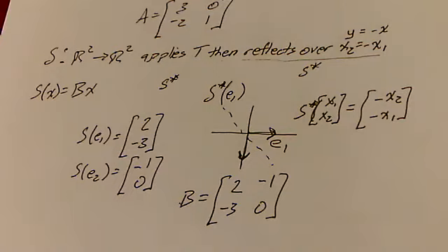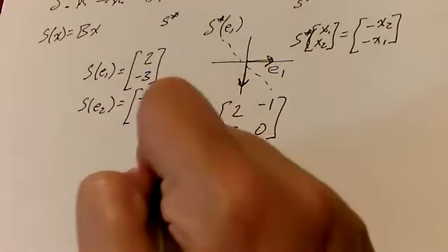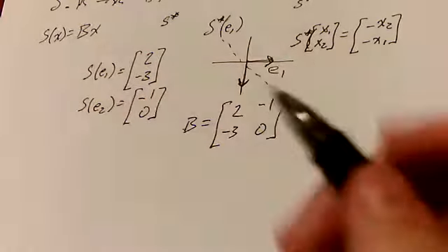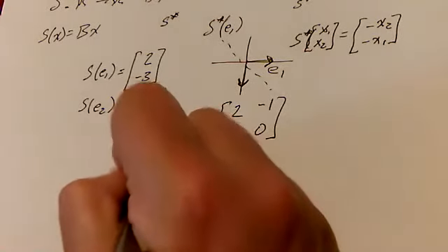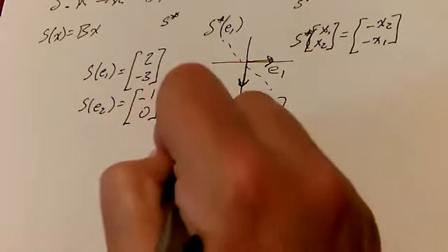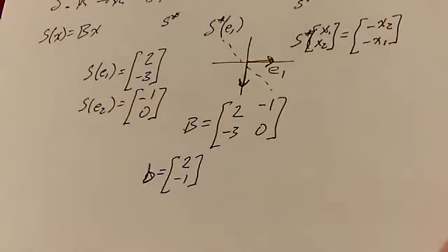If I wanted to apply this transformation S to another vector, let's call this vector lowercase b. Lowercase b is (2, -1).